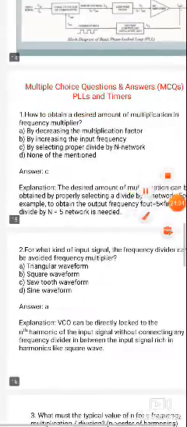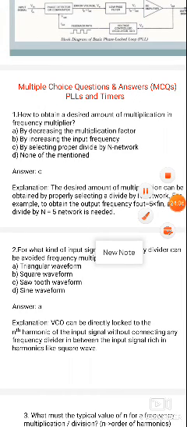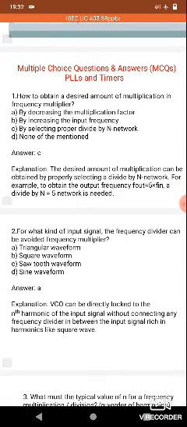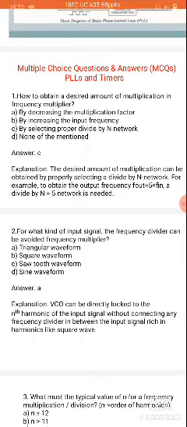Next, some multiple choice questions. The multiple choice questions are related to our 5th unit, PLL and timers. The 5th unit consists of half of the topics related to the phase lock loop, and the remaining half of the unit is related to timers. So there are some multiple choice questions.